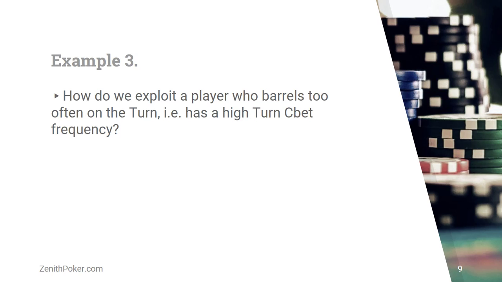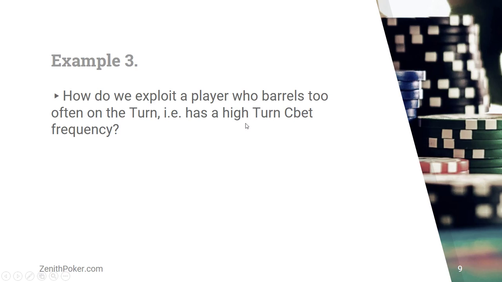So don't assume that. This is a player that is barreling too often on the turn, right? But they're still balanced in the number of bluffs and value that they have. So some of their range that could have checked back the turn and then bet the river is now betting the turn instead, with the intention of checking back the river. It's not the case that the opponent is just bluffing too much.